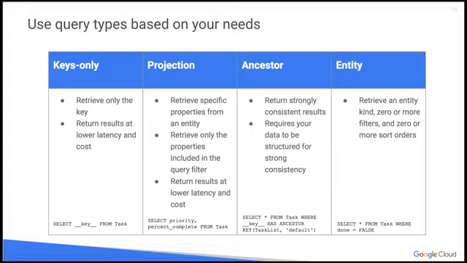You can retrieve an entity kind, 0 or more filters, and 0 or more sort orders with an entity query. An entity satisfies the filter if it has a property of the given name whose value compares to the value specified in the filter, specified by the comparison operation. The example returns task entities that are marked not done. More examples are available in the reference link provided in the downloads section below.